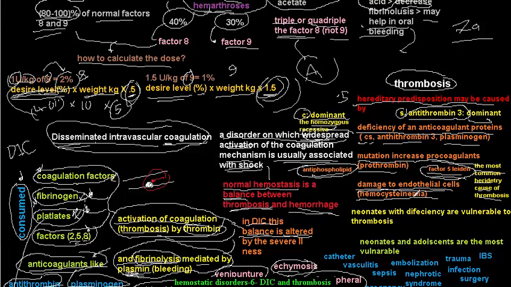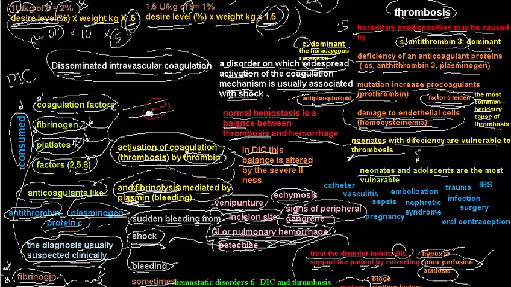Damage to the endothelial cells may lead to thrombosis. Okay, neonates with deficiency are vulnerable to thrombosis. Okay, very important. Actually, the most common times to present with thrombosis are in neonates and adolescents; these are the two age groups to present with this condition.